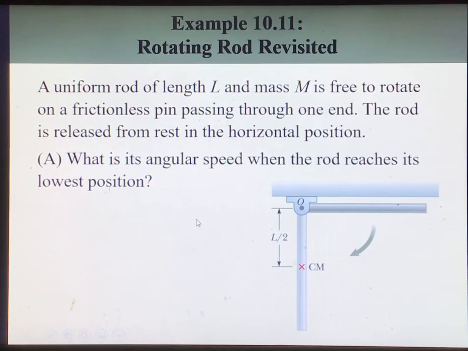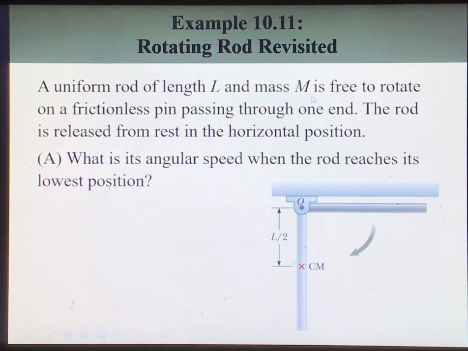All right, now we're going to look at this example here. We're going to apply conservation of rotational kinetic energy to solve this problem. This is example number 10.11. So we're looking at a rotating rod. Suppose we have a rod that has a length of L and mass of m, and is free to rotate on a frictionless pin passing through one end. And then we're told that the rod is going to be released from rest in the horizontal position. What is its angular speed when the rod reaches its lowest position?